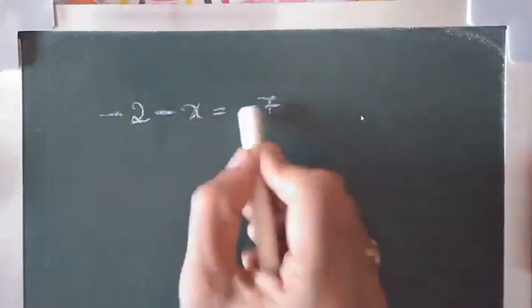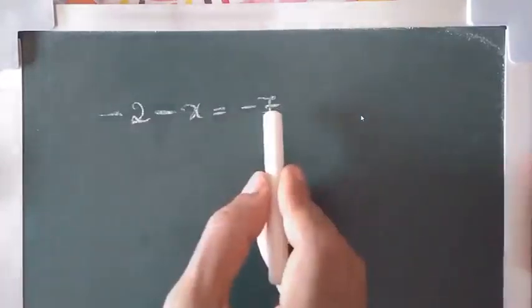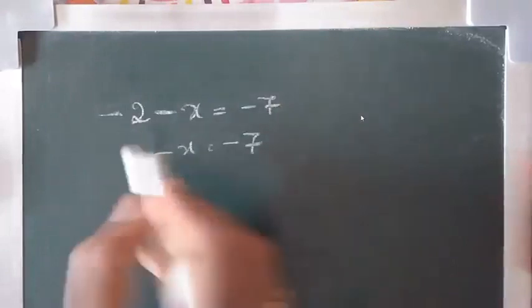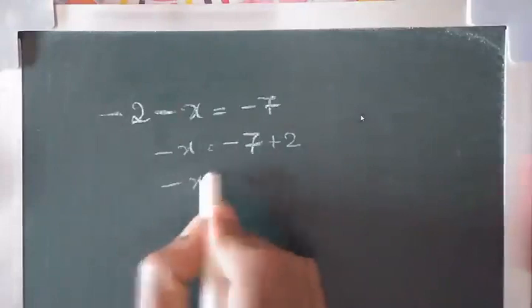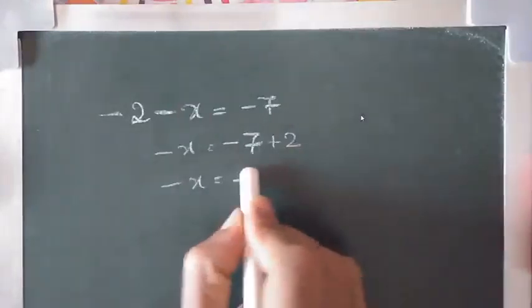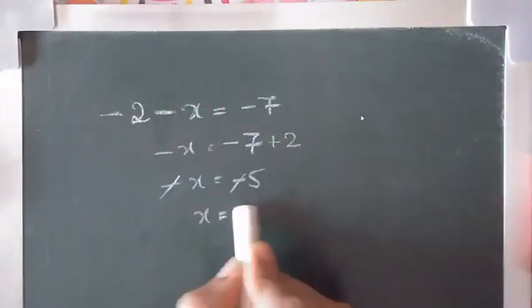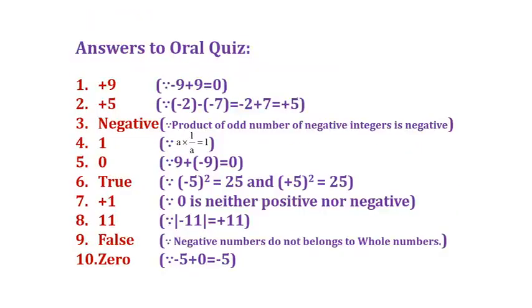From -2 you will get -7. How much less than -2 is -7? You can find out. So -2 minus x is equal to -7. If you send -2 to that side, you will get +2, which gives minus x is equal to -7 plus 2, which is -5. By cancelling minus here, you will get 5. So -7 is 5 less than -2. So that is the answer here.